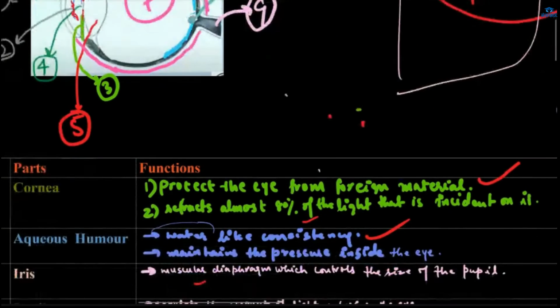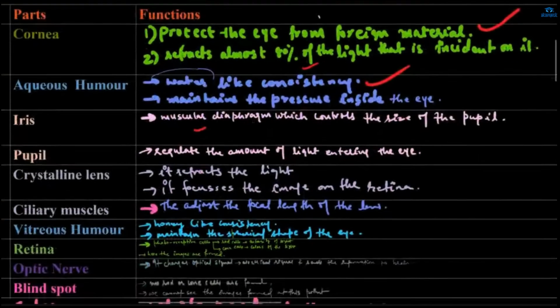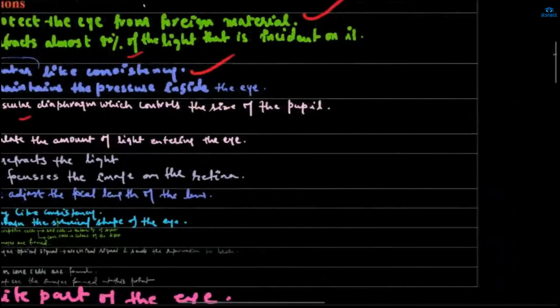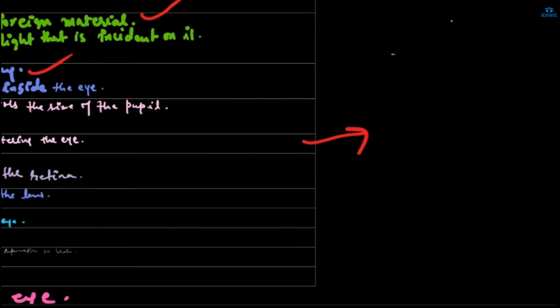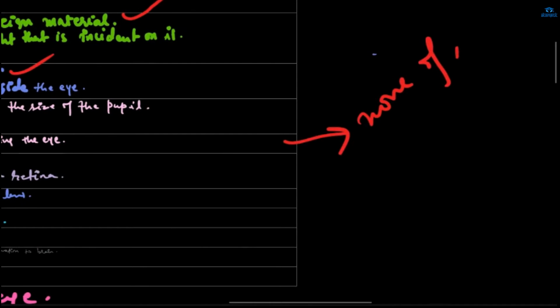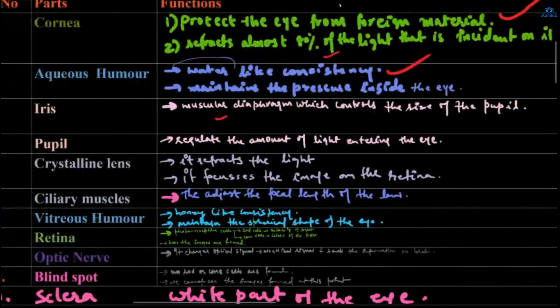But the pupil always remains black. Why is it so? Because all the light gets refracted; none of the light is reflected. No light gets reflected from this pupil. That is why it remains black. It regulates the amount of light entering the eye.